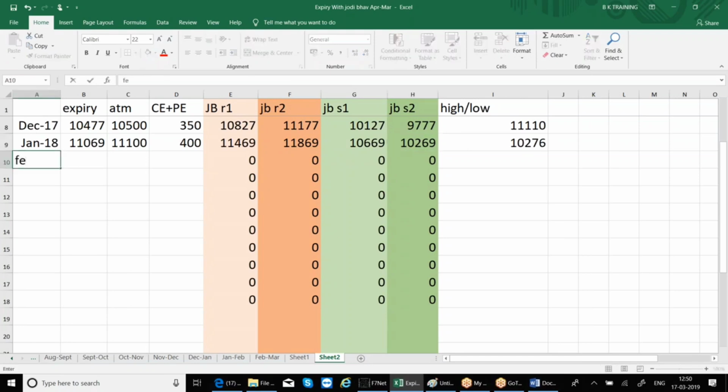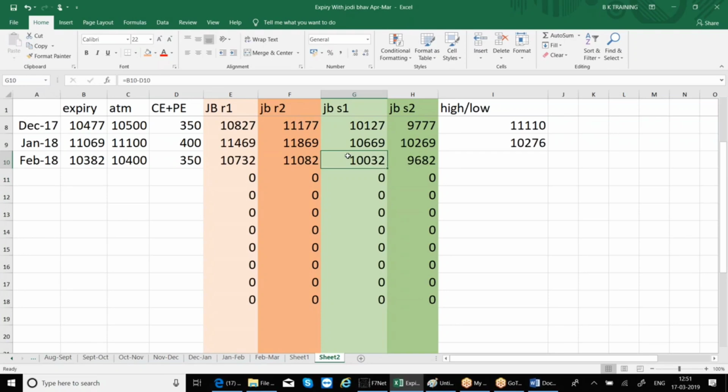Feb expiry, 10,382, 10,400, 350. Now again I will say price went to 9951 but came back immediately up because 10,000 was a difficult point to break. It is a psychological figure. It is a square of 100, 100 is a square of 10, so it's a square of square. So it's a psychological figure. It's not very easy to break.